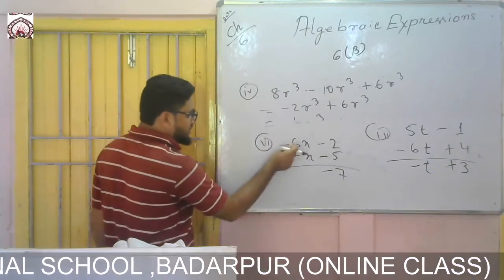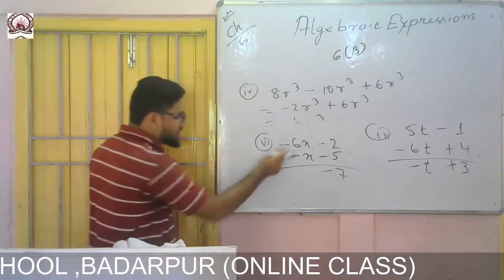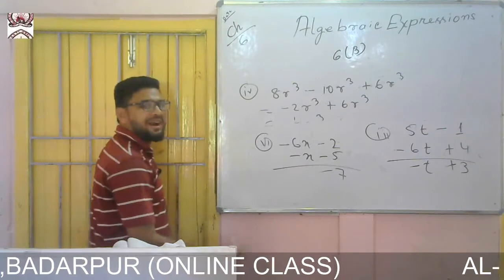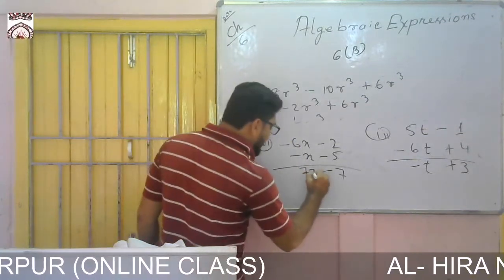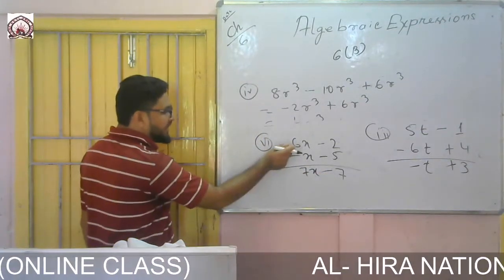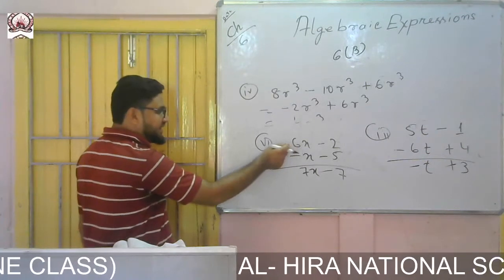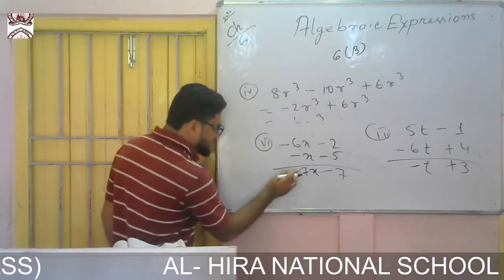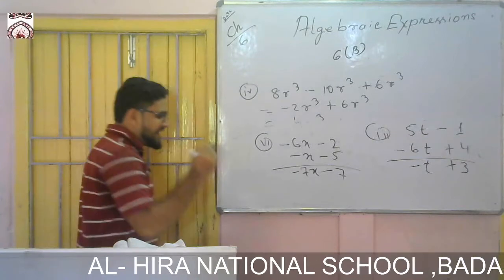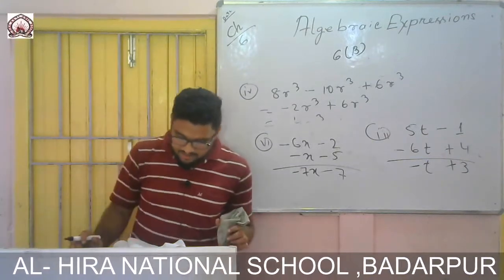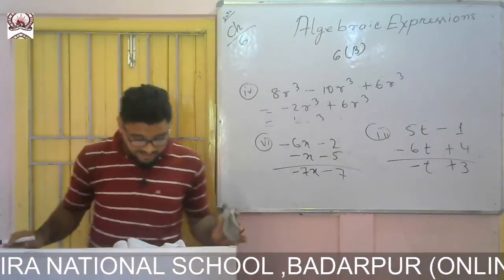So 6, minus minus, plus. So 6 plus 1 is 7. So 7x. And the bigger number is 6, so the bigger sign is minus. So minus 7x minus 7. The answer is minus 7x minus 7.